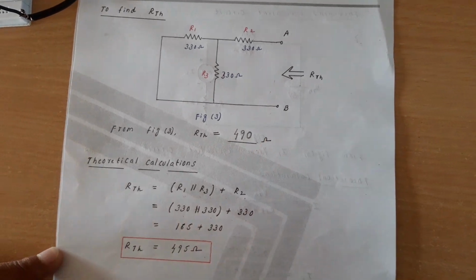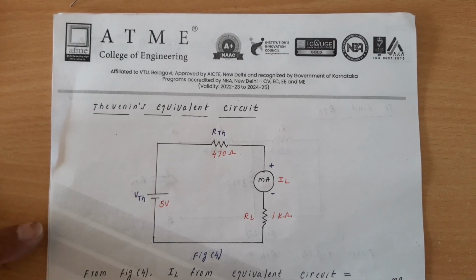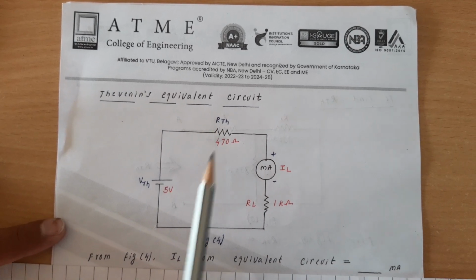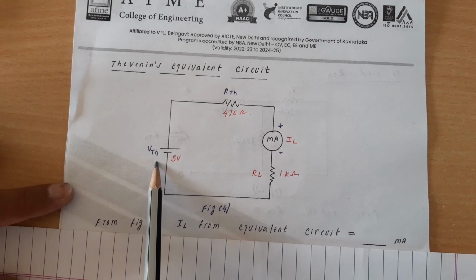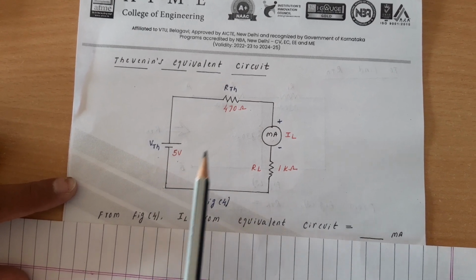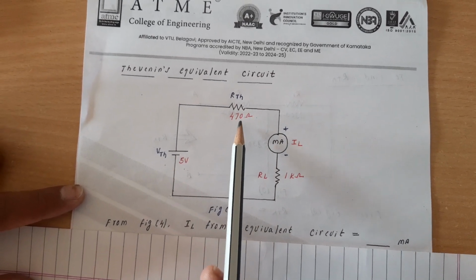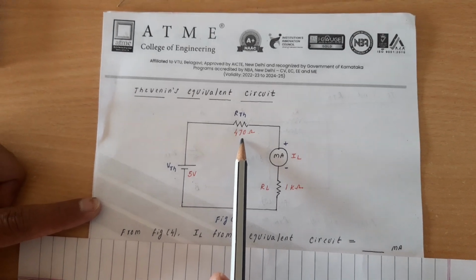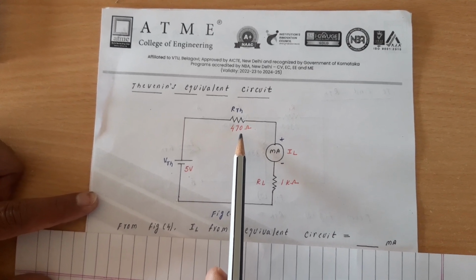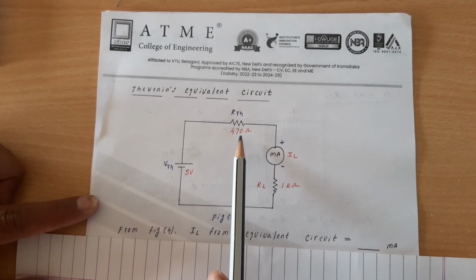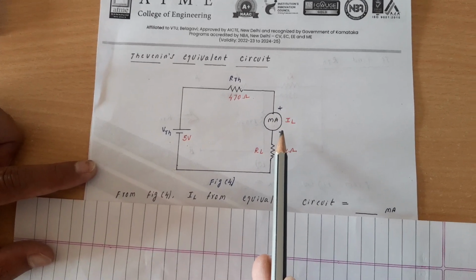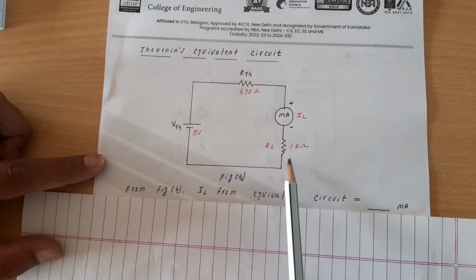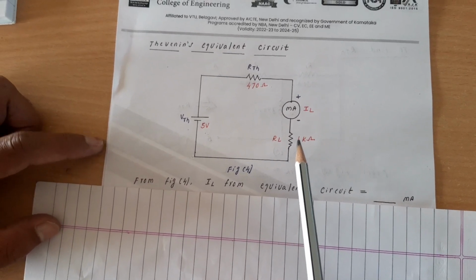Now let us go for Thevenin's equivalent circuit. In this circuit, we are supposed to replace the voltage source by its equivalent value, that is 5 volts, and RTH. The nearest value available in the lab, I am taking as 470 instead of 490 ohms, or else we can also use a decade resistance box. And I am using a milliammeter followed by RL 1 kilo ohm. Now I will show you the connections.